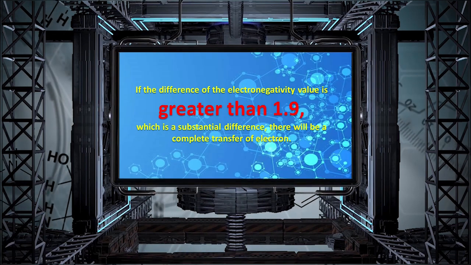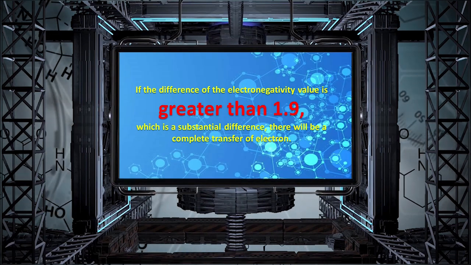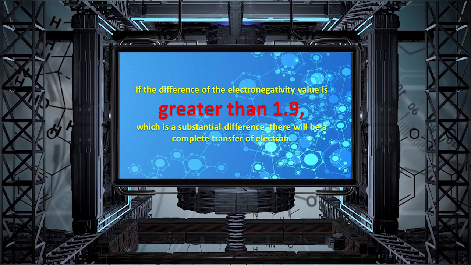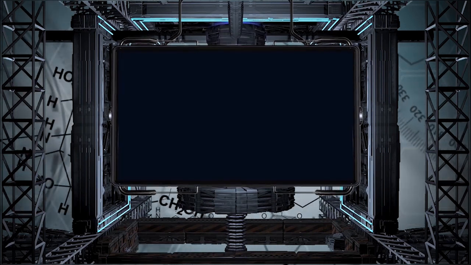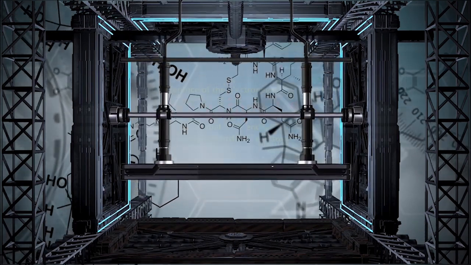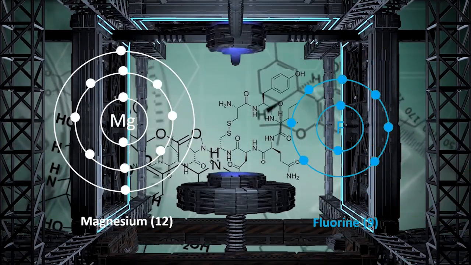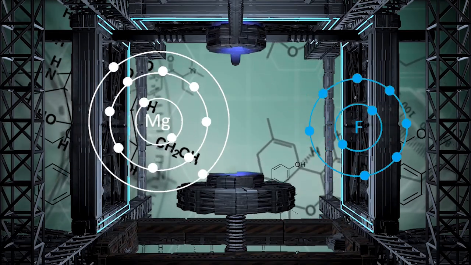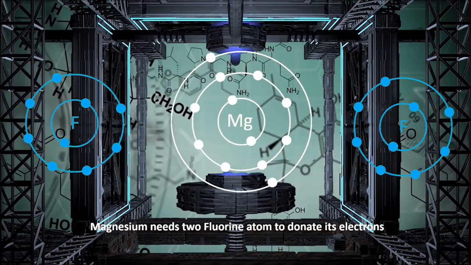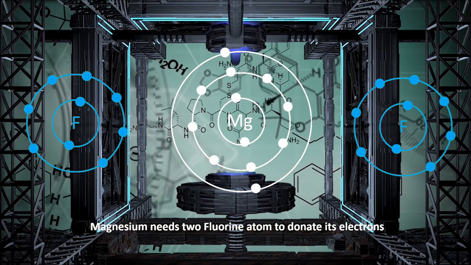If the difference of the electronegativity value is greater than 1.9, which is a substantial difference, there will be a complete transfer of the electron. Metals donate electrons, while nonmetals accept them to form a stable compound bound by an ionic bond.